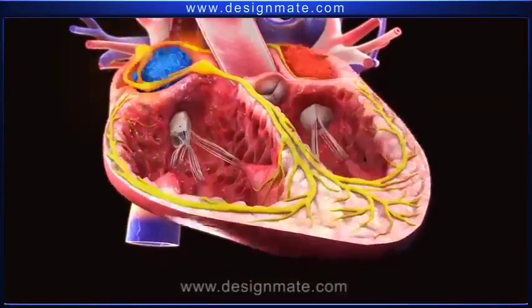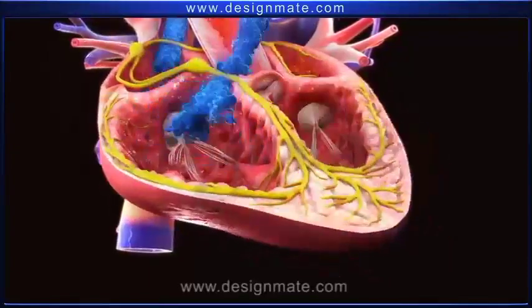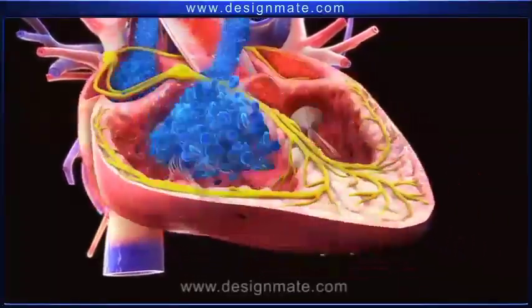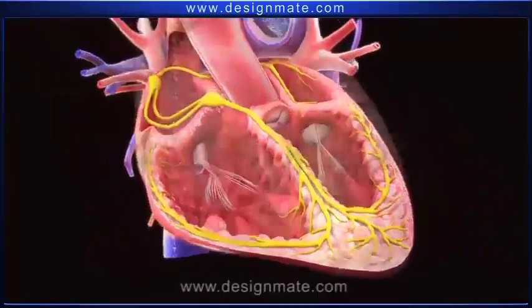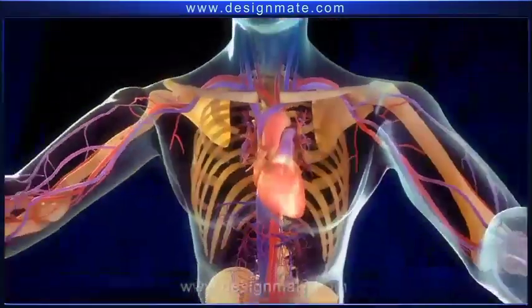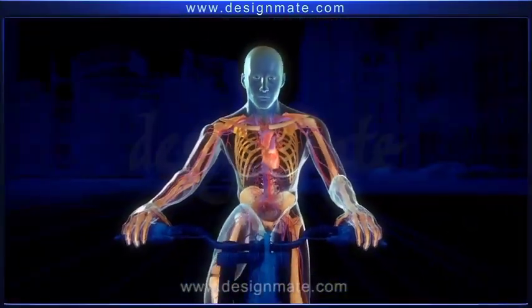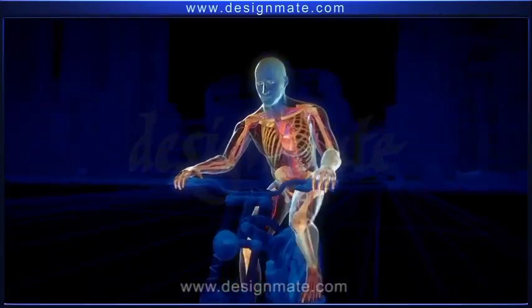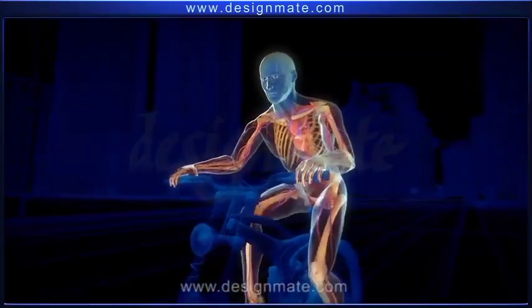It is the impulse generated by the SA node that causes the heart's chamber and valves to work in tandem. Thus, we conclude that it is the SA node as the cardiac pacemaker which sets the rhythmicity of the heartbeat.